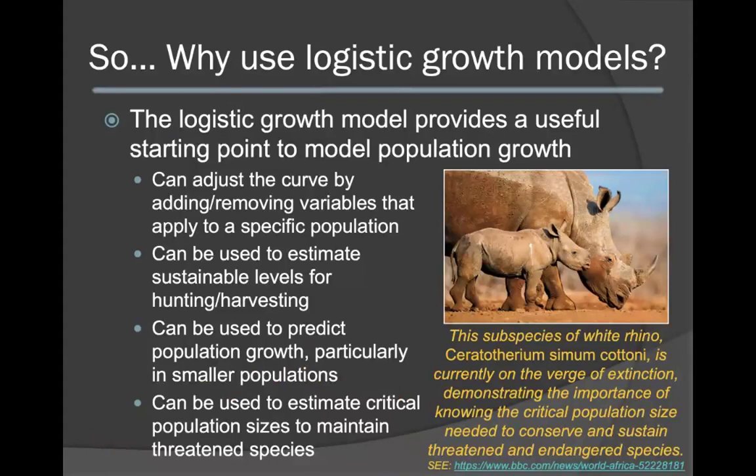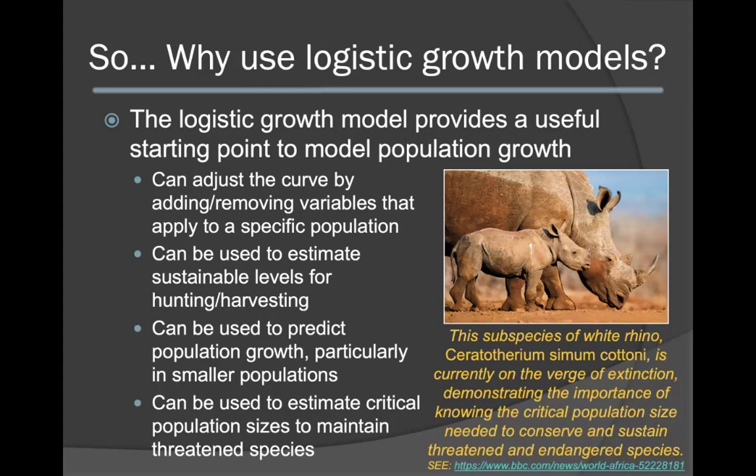Based on this, we may ask ourselves, why do we even use these growth models? In fact, the logistic growth model provides a very useful starting point to model population growth. Variables that are important for specific populations can then be added or removed from the equation to better predict the population growth or change of population size over time. The logistic growth model can be adjusted by adding and removing variables. These variables oftentimes are very specific to certain populations.